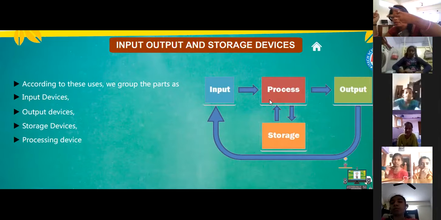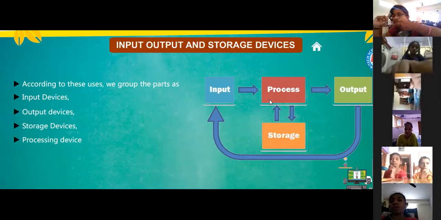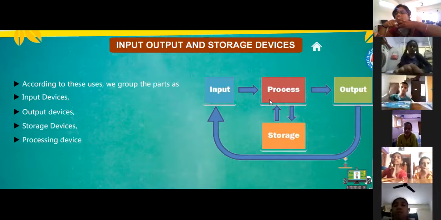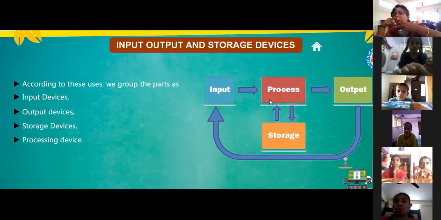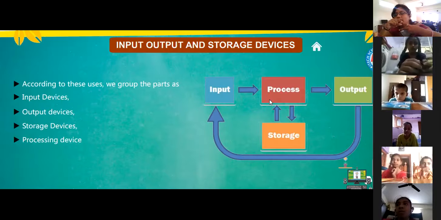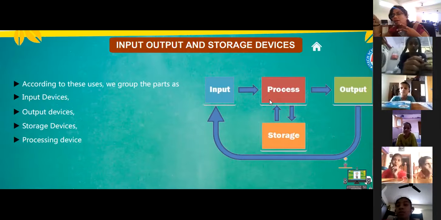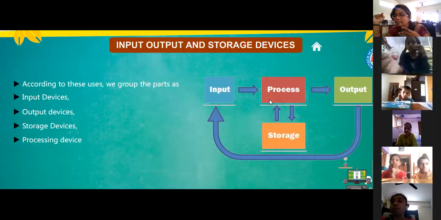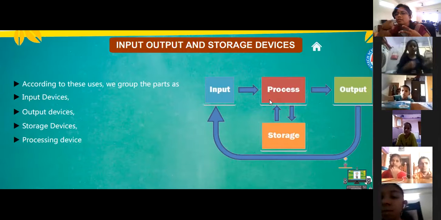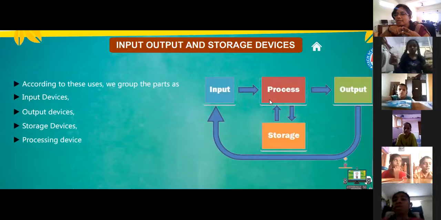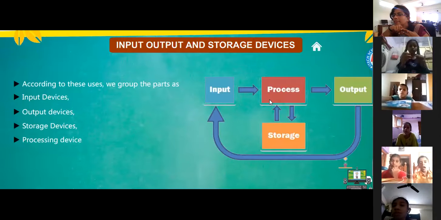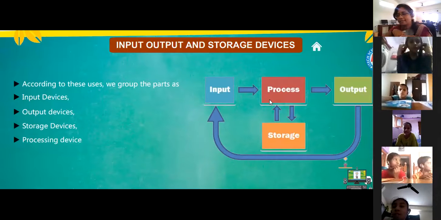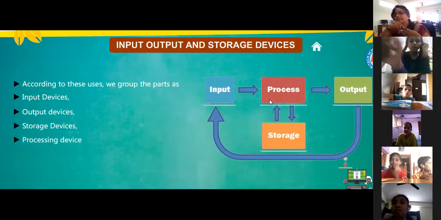Now, what is the CPU doing? Two things, as I said. It does processing: 10 into 10 is equal to 100. It got the result. Now it has to send that result to the input devices. Correct? No, ma'am, output devices. Yes, output devices. Thank you, Omkar.